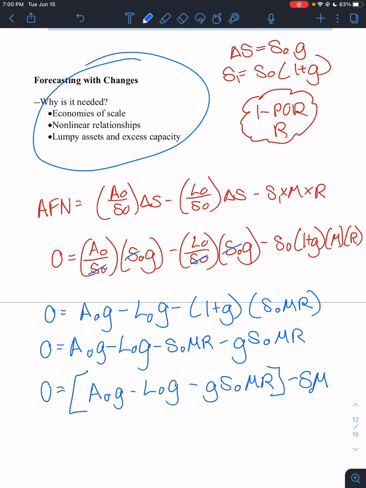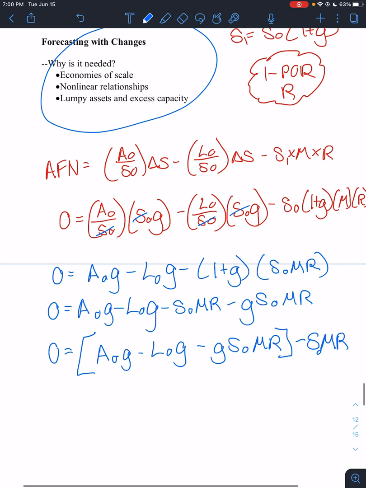So I just basically group things here. Put everything that had a g in brackets together, and then the thing that didn't have the g in it by itself. Now I can factor, actually I can do this first. I can move this term to the other side, if I add it to each side, right?